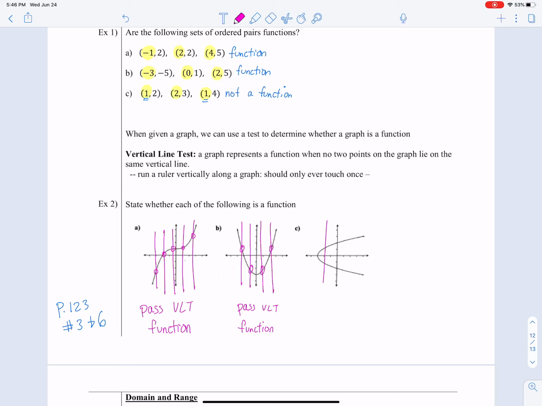Okay. Uh-oh. This is not going to pass. Notice how it hits it 2 times. So this fails the vertical line test. So this is not a function.